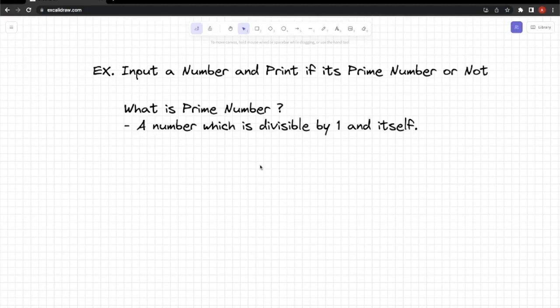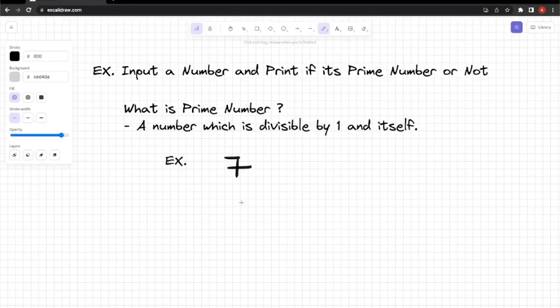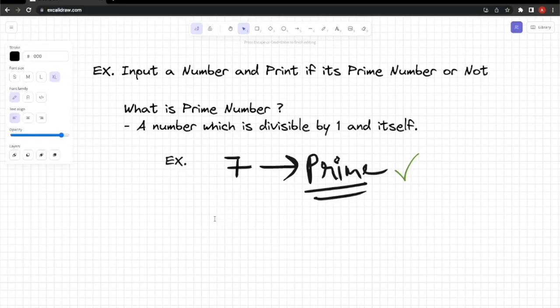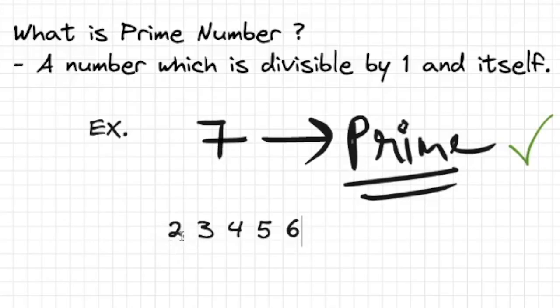Before jumping into the flowchart for a prime number, what is a prime number? A prime number is a number which is divisible by 1 and itself. Let's consider an example. Is 7 a prime number or not? Yes, 7 is a prime number. How do I say 7 is a prime number? Consider numbers from 1 to 7, that is 2, 3, 4, 5, 6. Is 7 divisible by any of these numbers?